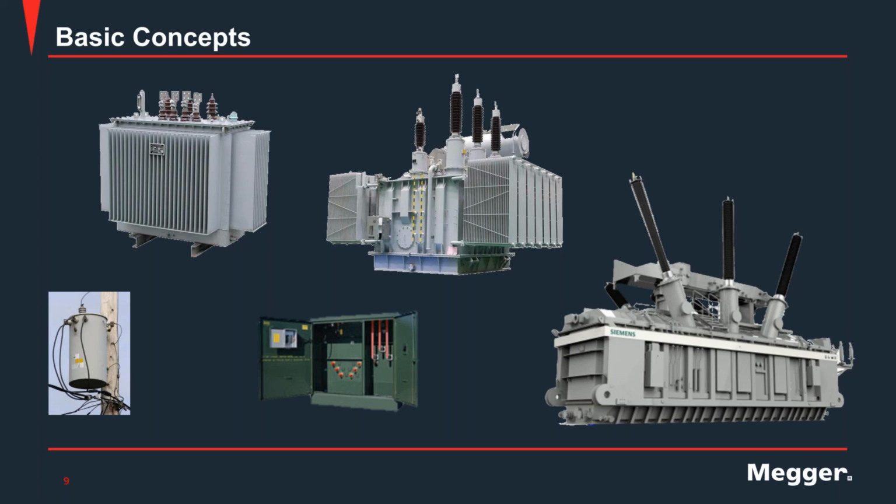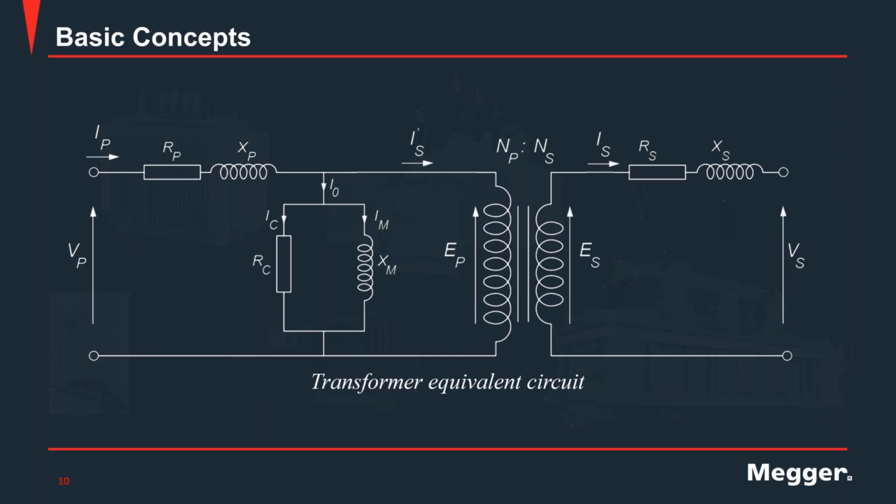In terms of TTR, transformer turns ratio measurements, we perform the test exactly the same. We can have one instrument, and we can use it to perform the TTR measurement on all these different types of transformers. And again, the way we perform the test is pretty simple. And what are we testing?